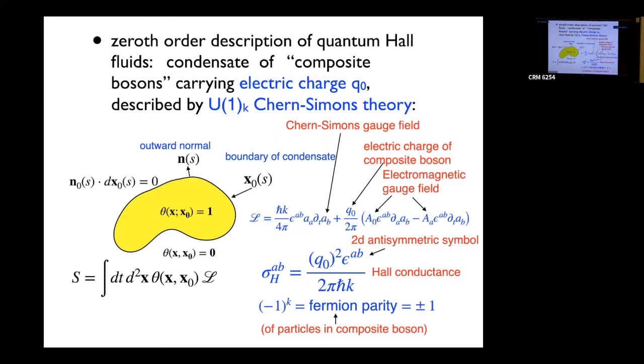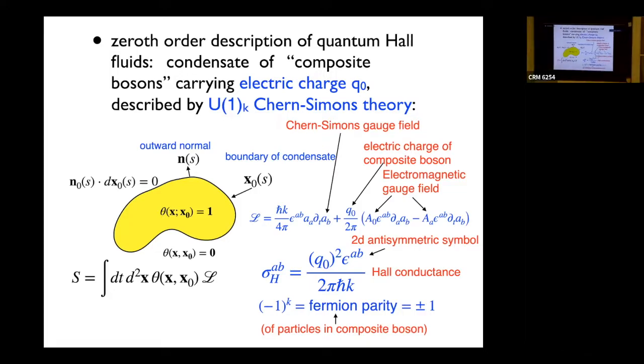well, K is going to be an integer, for reasons I'll explain on the next slide. But (-1)^K has to be equal to the fermion parity of the particles contained inside the droplet, the elementary unit.